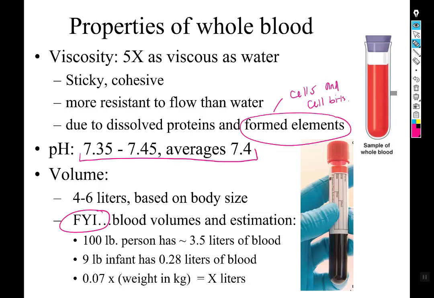So, for example, a 100-pound person has about 3.5 liters of blood. A 9-pound infant has about 0.28 liters of blood. So in general, if you multiply 0.07 times weight in kilograms, you can get the liters of blood in a person. So if this is your patient and they're losing blood, you can estimate how much blood they had to begin with and then relate that to how much blood they could lose before there was a severe risk of, say, hypovolemic shock.